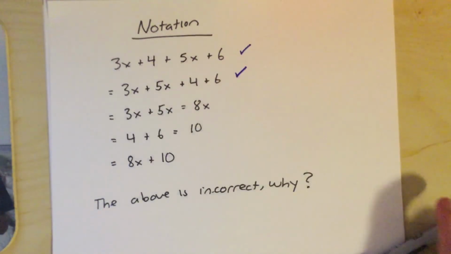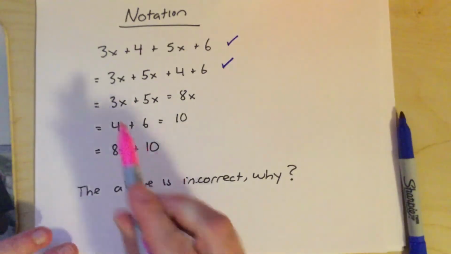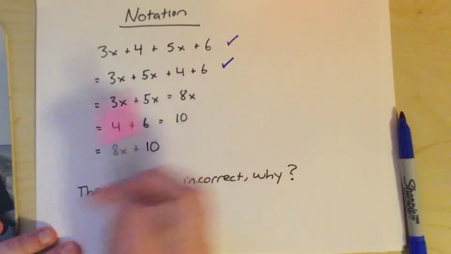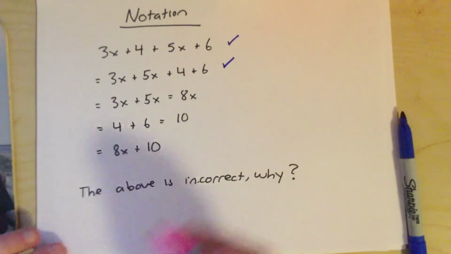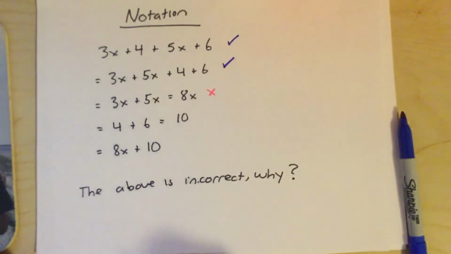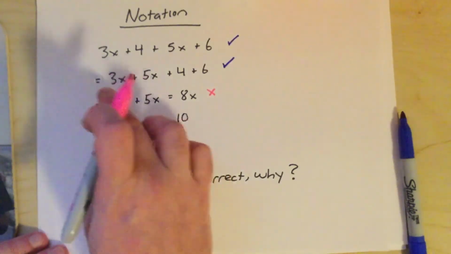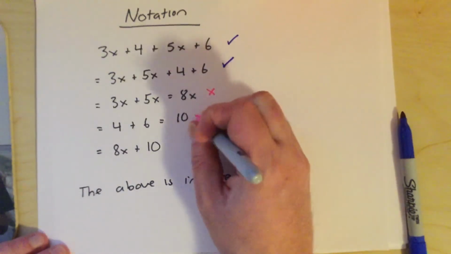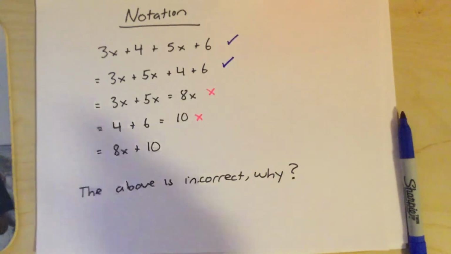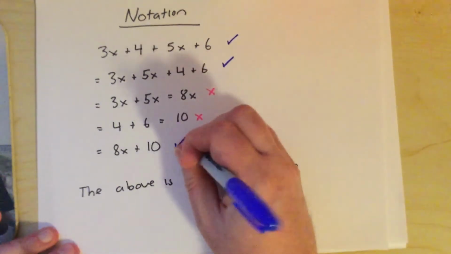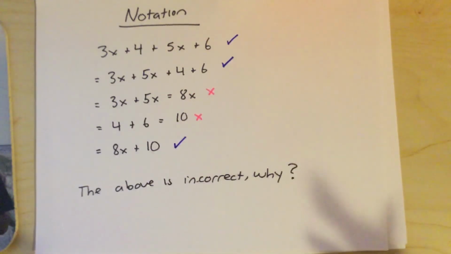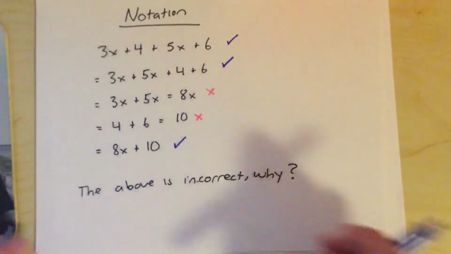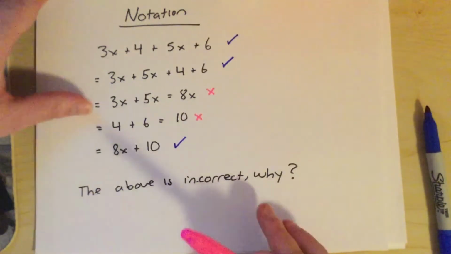But this is wrong because 3x plus 5x plus 4 plus 6 is not equal to 3x plus 5x. We've kind of temporarily gotten rid of that. So this is wrong. And similarly, 3x plus 5x is not equal to 4 plus 6. That's also wrong. And then it all comes together at the end with the right answer. But because the steps are incorrect, it would be marked incorrectly. If you wanted to do these side steps, I'll show you an acceptable way of writing it out.